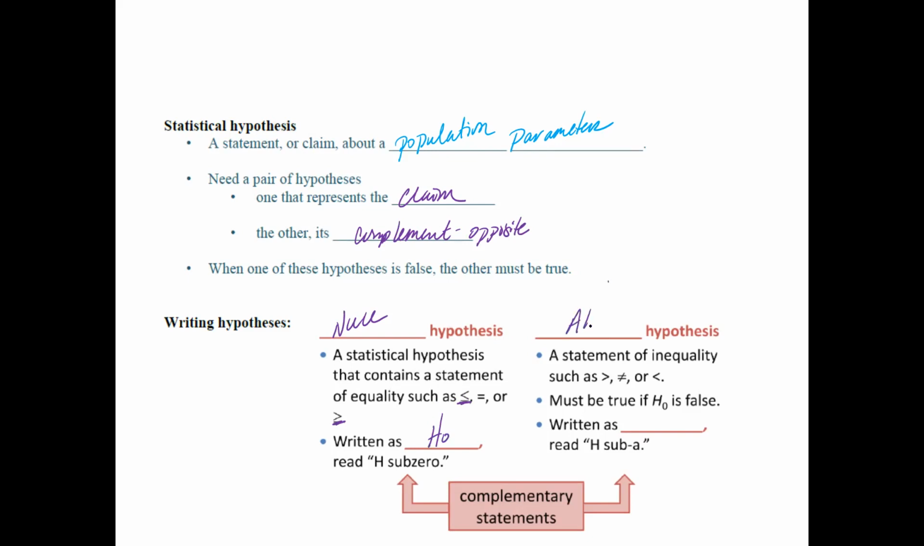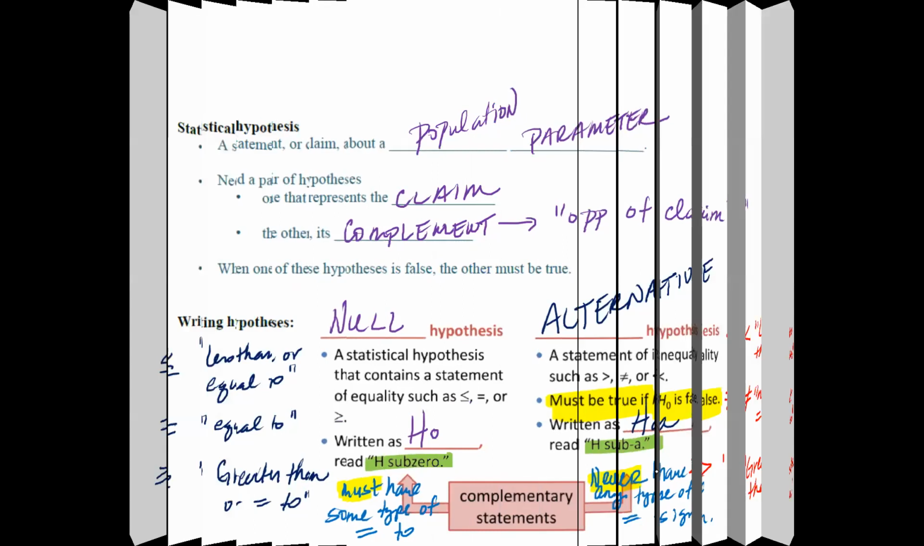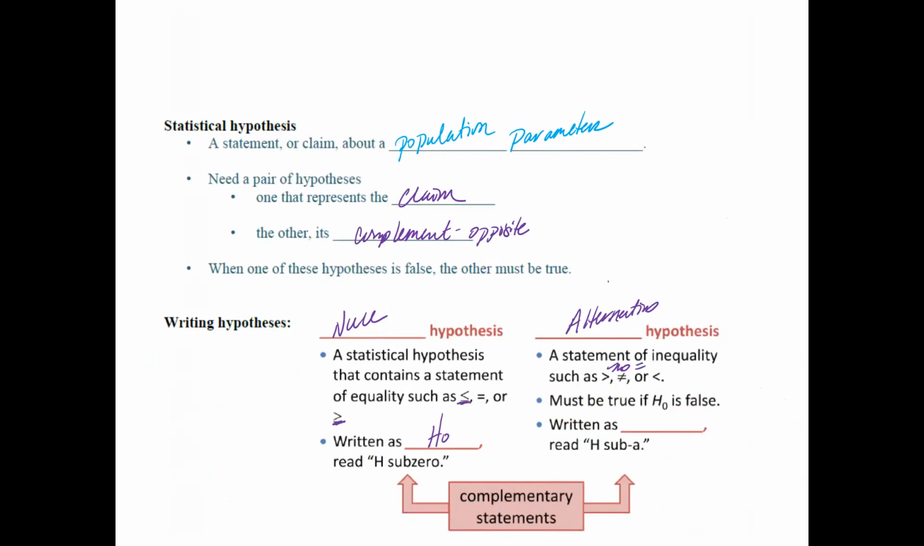On the other hand, the alternative hypothesis is a statement of inequality, such as there's no equal sign. So it does not equal, no equal sign, and the inequality must be true if the null hypothesis is false. So this is always going to be the opposite of the null. Opposite of the null, okay? And it could be written as HA.